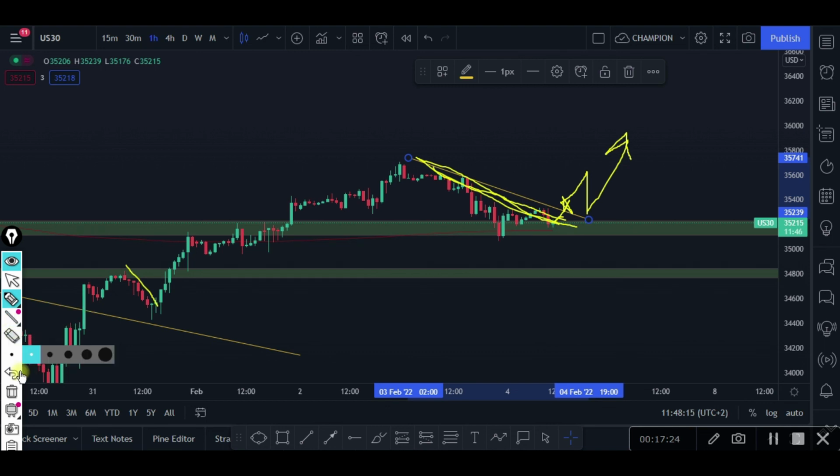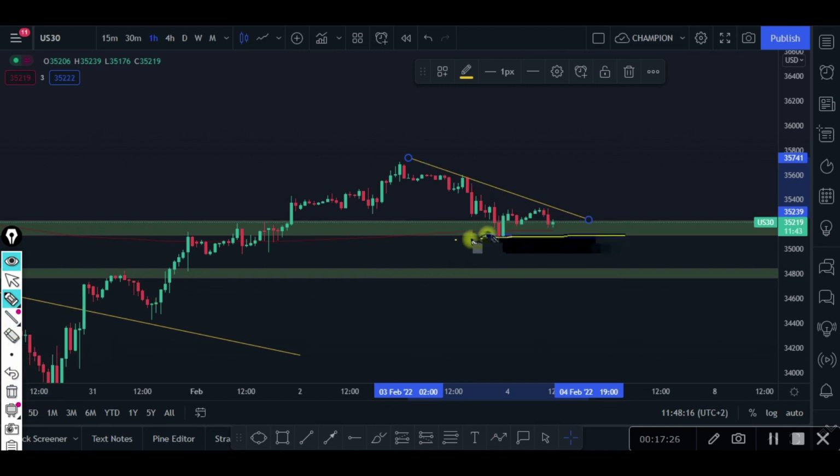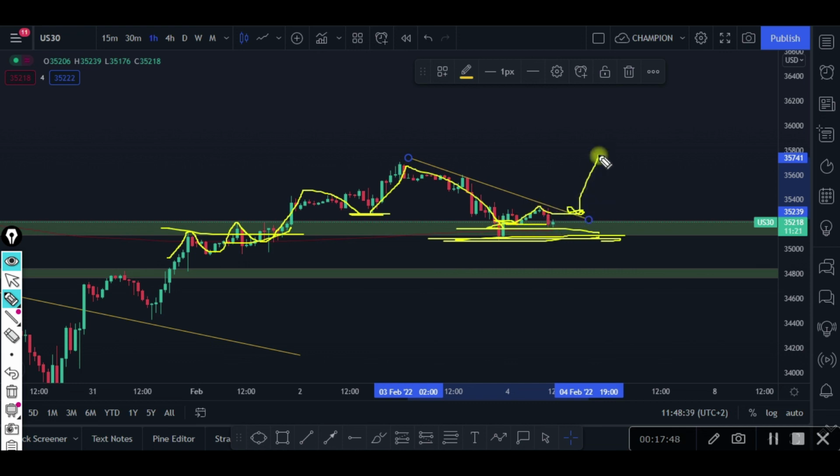I believe the price will respect this area right here, the initial resistance. Remember, it created this resistance and broke out of it to give us the support and respected it again. Now it's about time it breaks and pushes high.